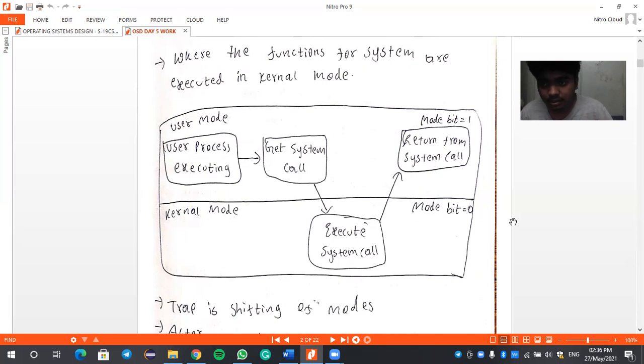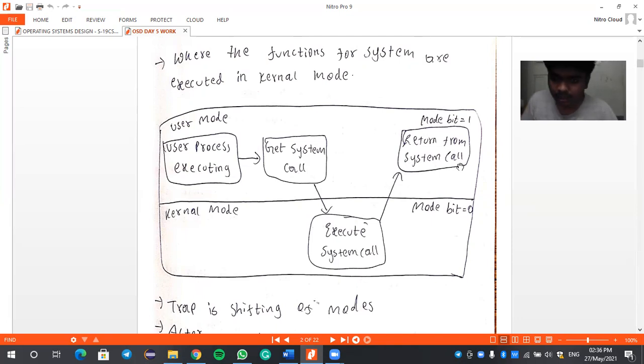Let us discuss this mode bit. It is a very small concept. The execute system call will return back to user mode, return from the system call, and execute the file required by the user. So this is a very basic concept. In this way, user mode and kernel mode work for the user in any type of operating system.